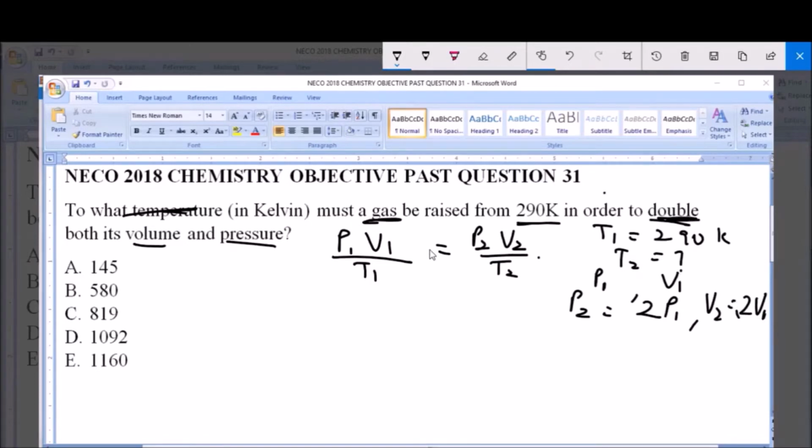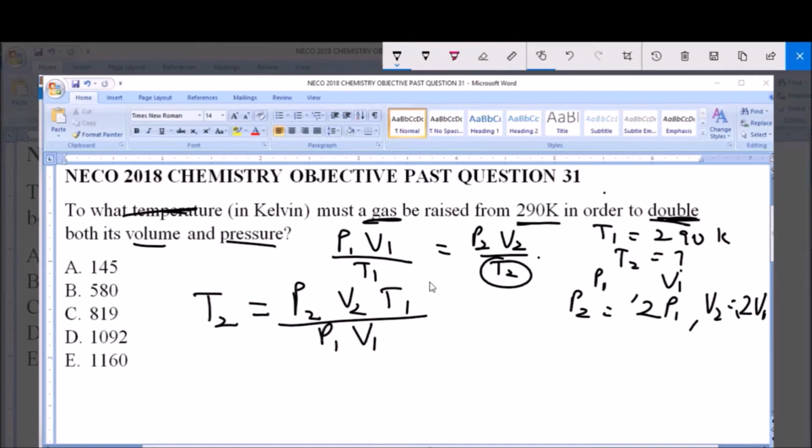So now, from this general gas equation, we are looking for our T2, and if you make T2 subject of formula, T2 is equal to P2 times V2 times T1, all over P1 times V1. So this is the expression to get our final temperature.